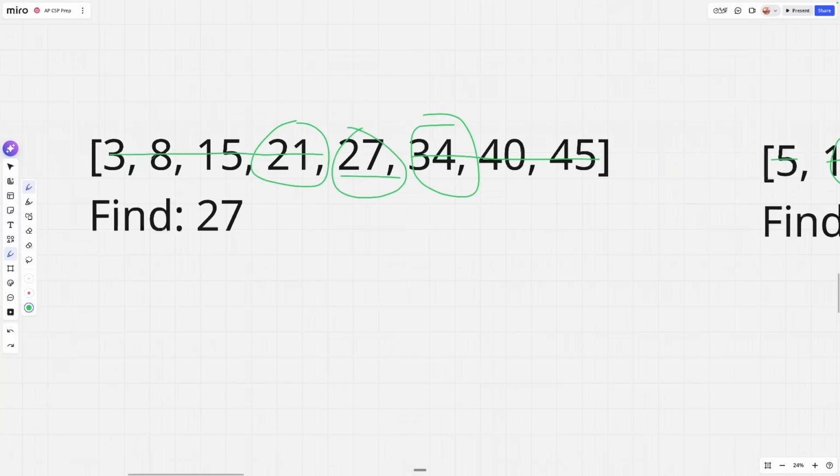So notice how I was doing these crossing out. These are the steps you're taking. So if I ask you a question, how many steps does this binary search take, you draw this out and see how many steps it takes.